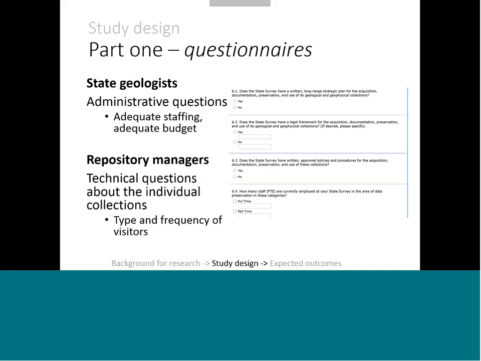And so that's what this first part, the questionnaire, is aimed at: identifying what organizations have repositories, allow visitors, what types of materials they use, do they have digital catalogs, do they provide access, and how they do that, and then also, again, who is visiting and how frequently do they get visitors.